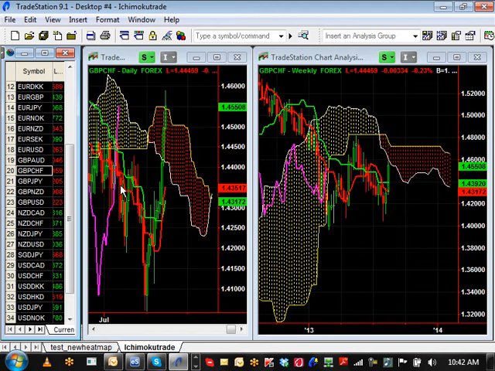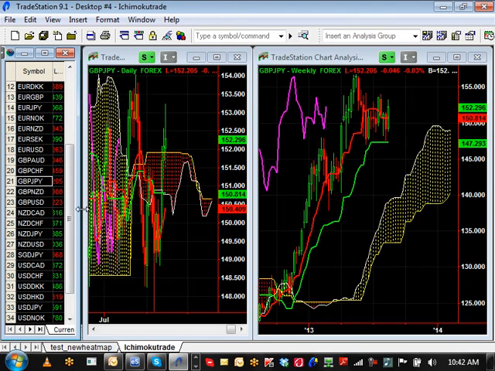So it's going to be interesting to see, but this thing's probably just going to enter a consolidation pattern, so it's going to be boring. Pound yen, still very strong as far as bullish is concerned. Support is going to be 147.29. Resistance is going to be 154.